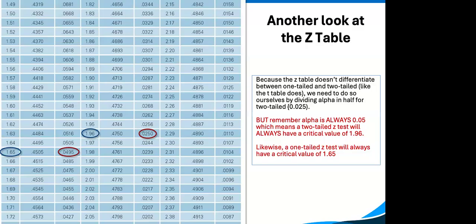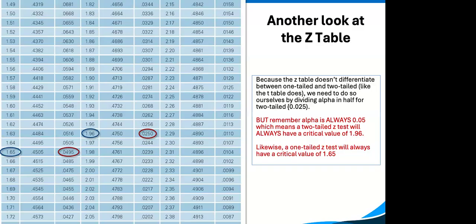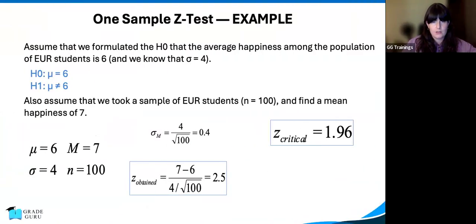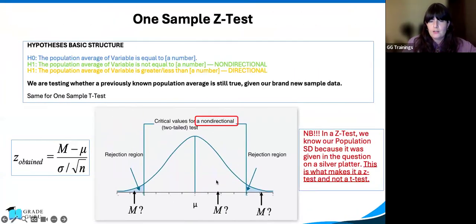Okay, so it all starts with your H1. Is your H1 non-directional or directional? When it's non-directional, I'm going to go back to the slide where I actually show this, so that it's a bit more visual. When you've got a non-directional H1, you are putting your alpha in both tails, because you have to account for the possibility that it could be in the left tail or in the right tail.